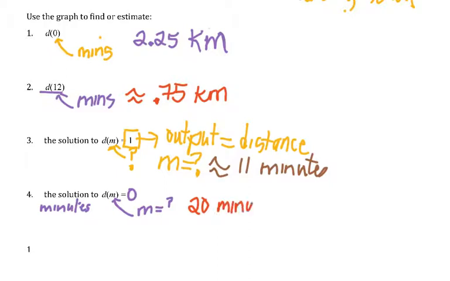So that's what we did in class, we read the graph to figure it out. And I have to remember that the input is always, that's why I pointed out that m was the input. Because I have no idea what the m is right here. So I need to figure out what are the minutes when my distance is 0. All right, so let's continue.